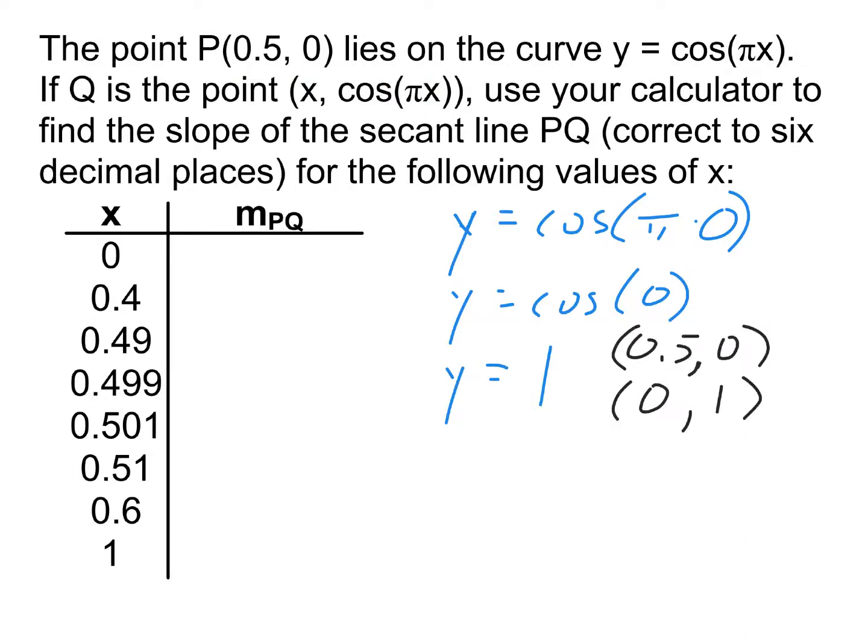And so I'm finding the slope now between these 2 points. So I do delta y, so 0 minus 1, over delta x. That's going to be 0.5 minus 0. Remember, go in the same direction for both. That gives me negative 1 over 0.5, which gives me negative 2. So my first slope in my table here should be negative 2. Repeat the process for the others. The numbers are just going to get uglier as we go.